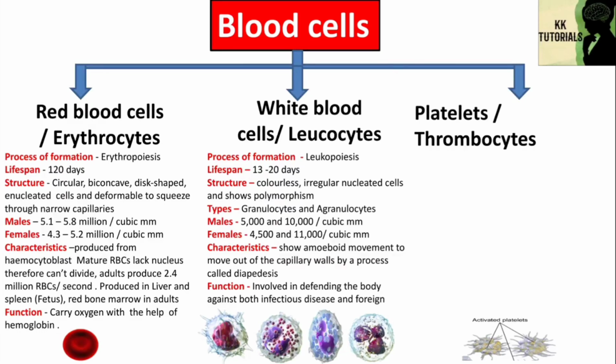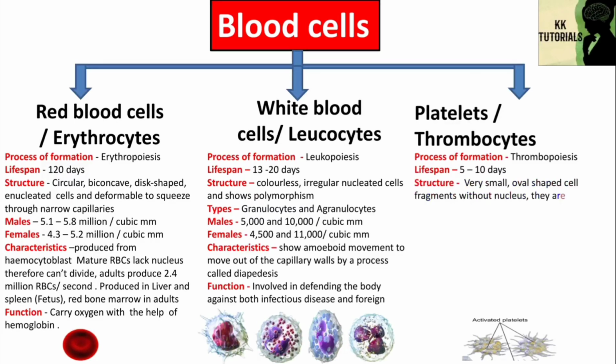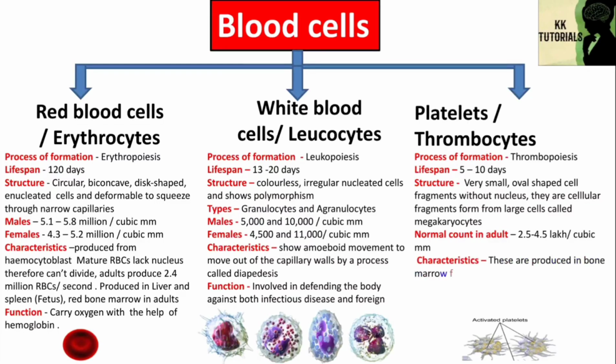The third type is platelets, also called thrombocytes. The process of formation of thrombocytes is called thrombopoiesis. Their lifespan is 5 to 10 days. They are very small oval-shaped cell fragments without a nucleus. They are cellular fragments formed from large cells called megakaryocytes. In adults, the normal platelet count is 2.5 to 4.5 lakh per cubic mm of blood. These are produced in the bone marrow from large cells called megakaryocytes.